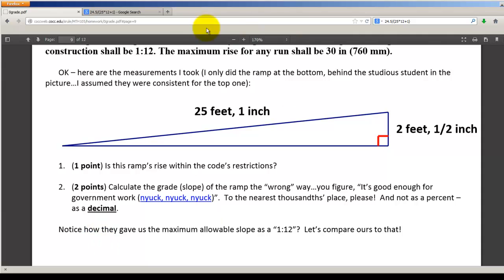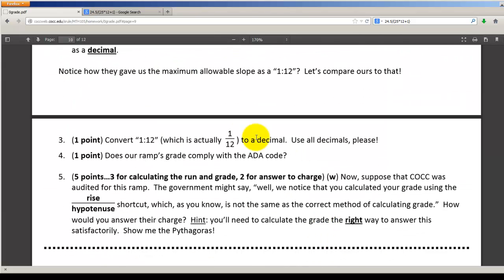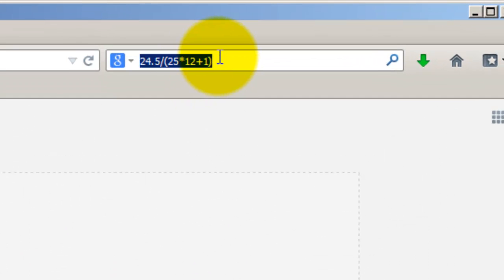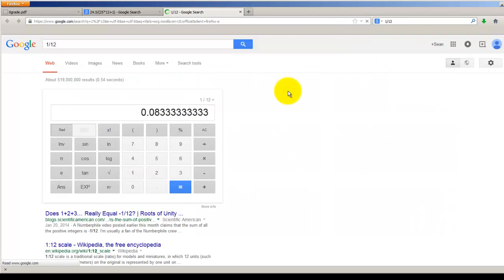Now you might have noticed up here they also told us a 1 to 12 grade is maximum allowable, 1 to 12. So I wanted you to convert that to a decimal because this as a fraction is a little messy. But 1/12 as a decimal is 0.083 repeating, which is 8.3%.